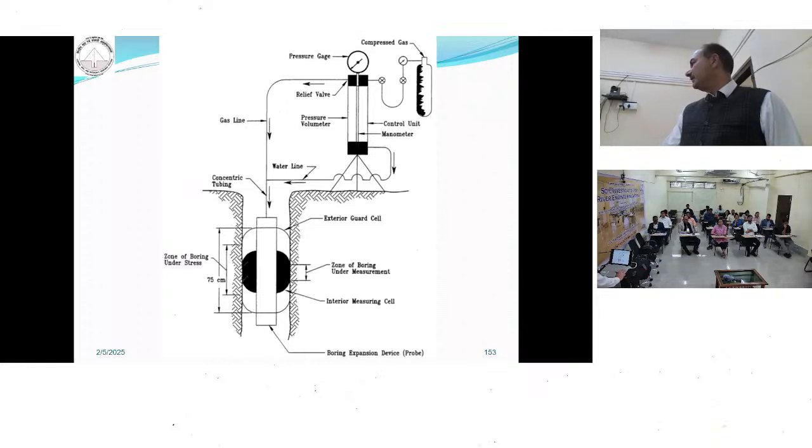So this is the typical picture. Basically, this probe has two kinds of cells: one is the measuring cell, the other is the guard cells. This is my measuring unit. Both are connected with the help of lines, that is the gas line and the water line.